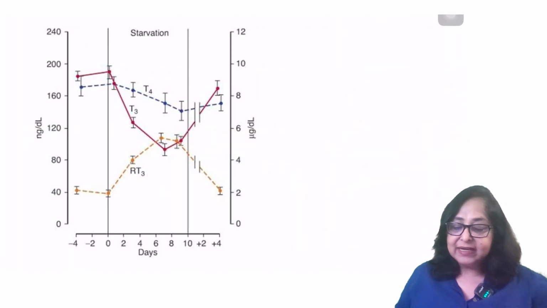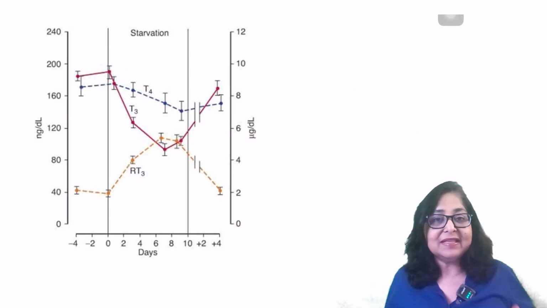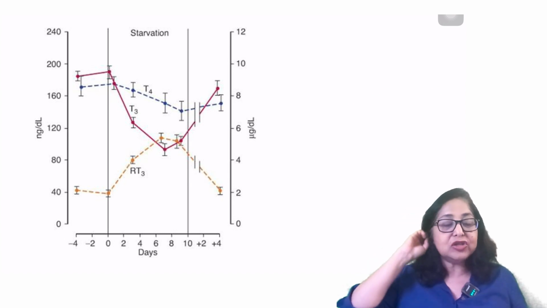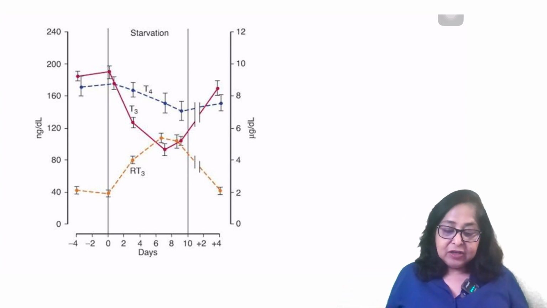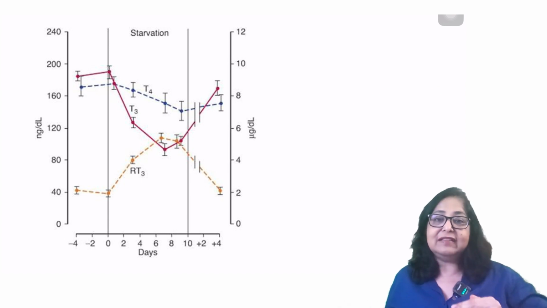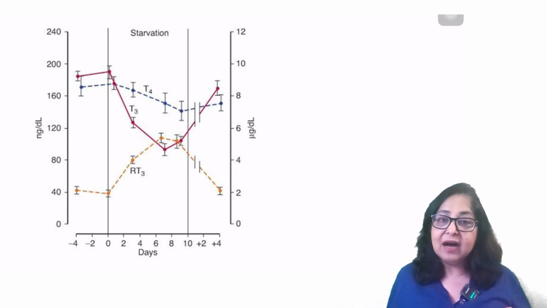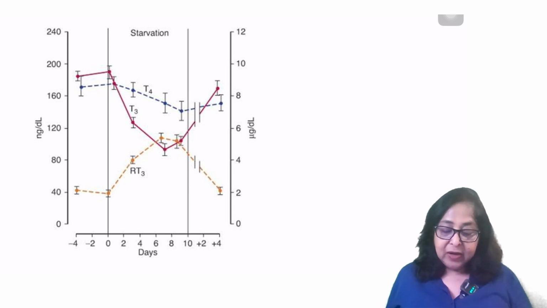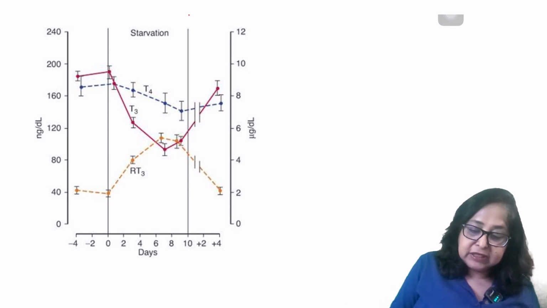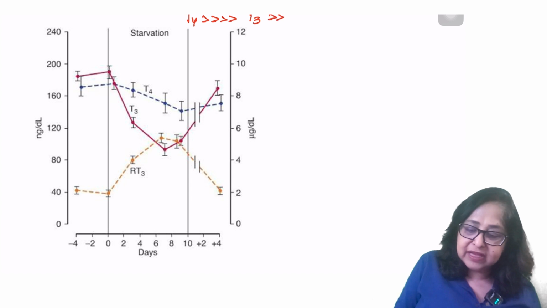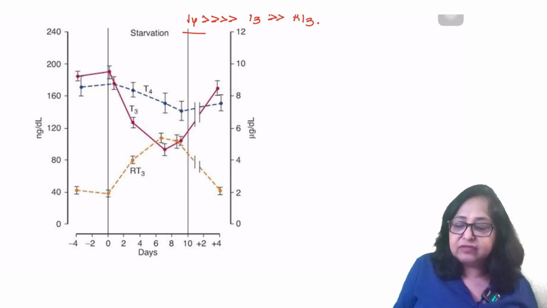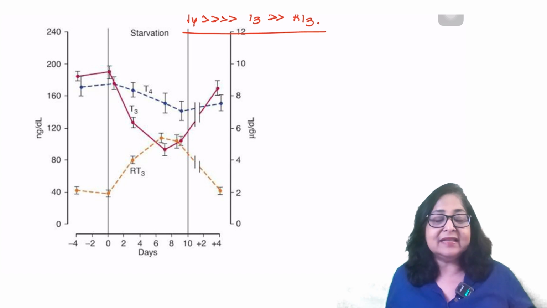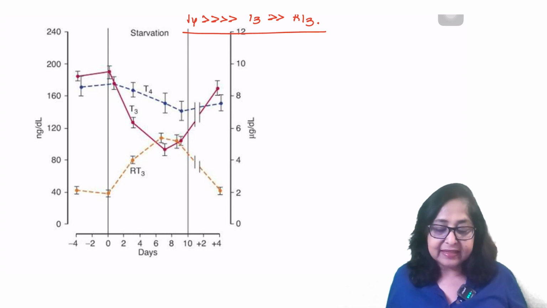Now, this is one diagram which I want you to see. This has been asked as an INI-SET question a few years back. So when you look at the levels of T4, T3 and RT3, what is RT3? Reverse T3. It is physiologically inactive. Now, when I look at this graph, T4 is much more than T3, which is more than RT3. RT3 is the least. It is secreted least by the thyroid gland. Its blood levels are also the least.